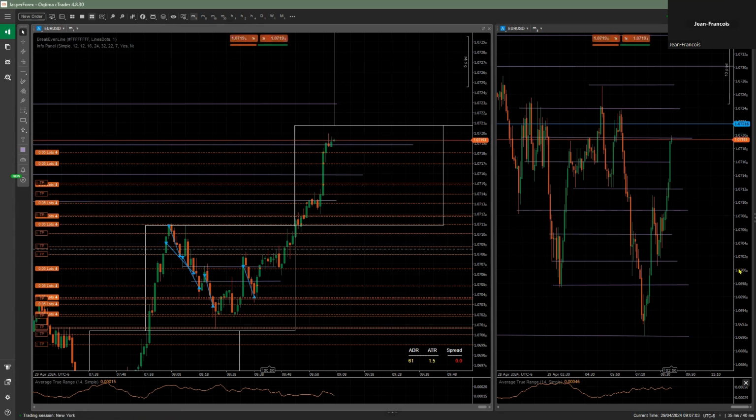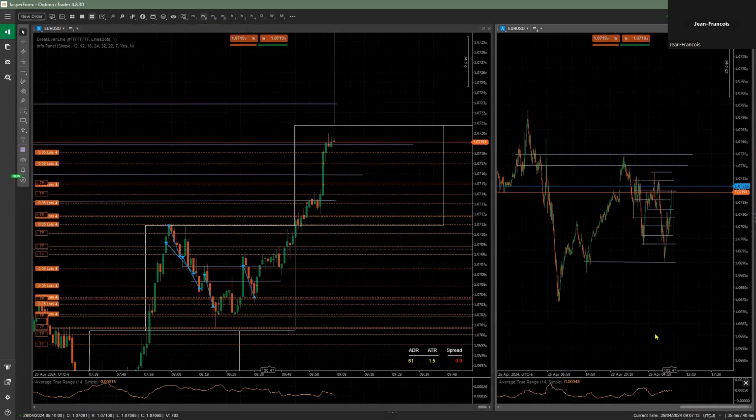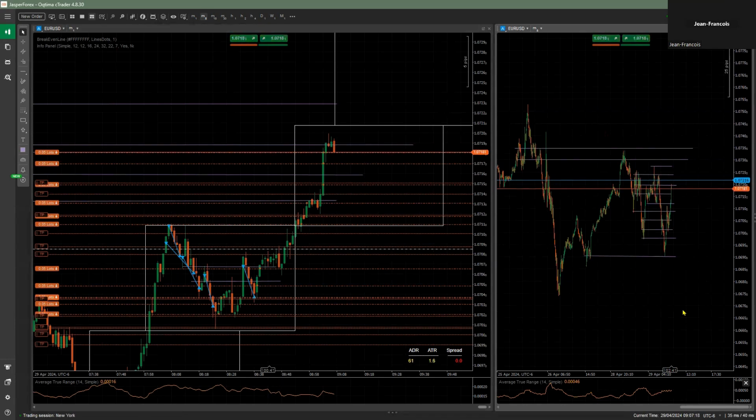Right, so let's see a pullback here. A pullback, a retracement, a return into the original bias. Lower highs, lower lows, just like we saw on the daily chart.